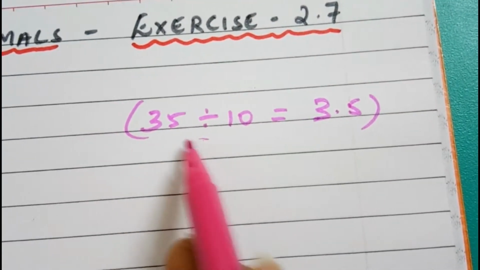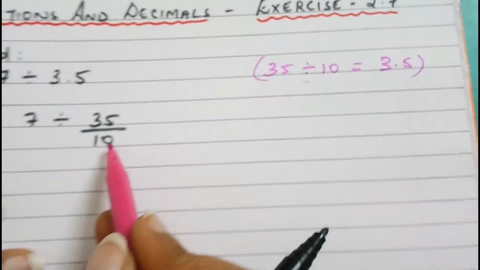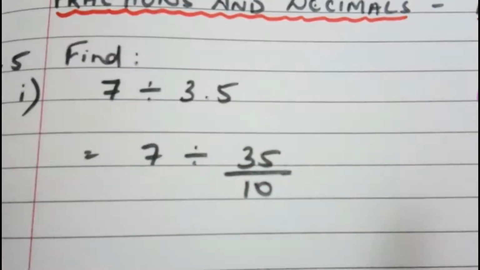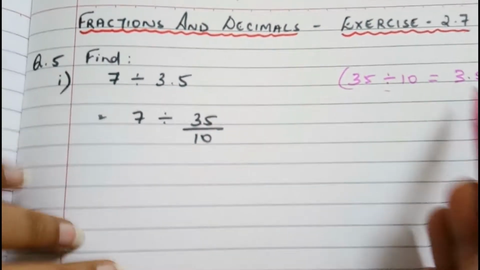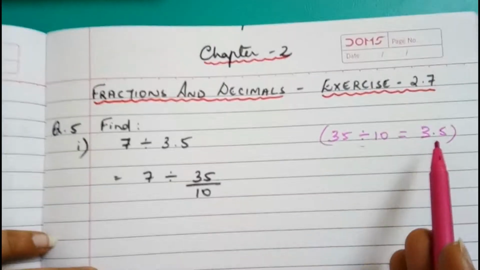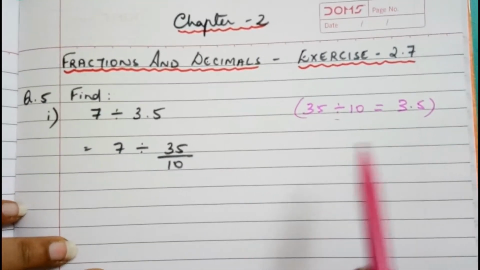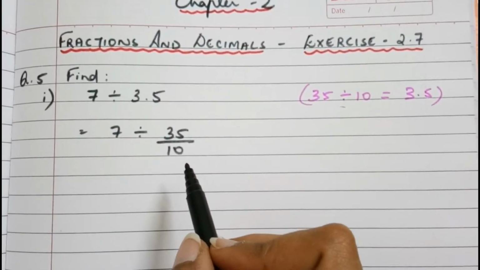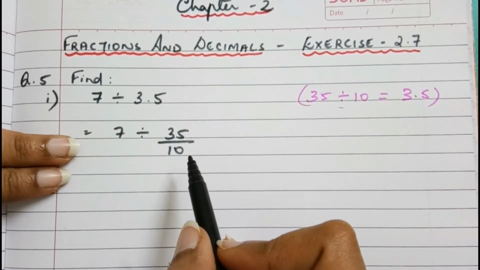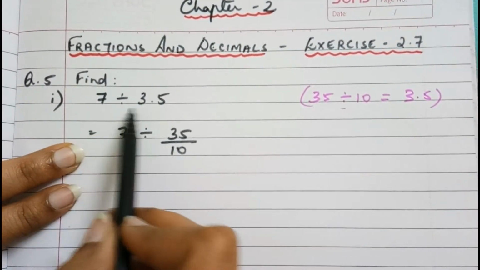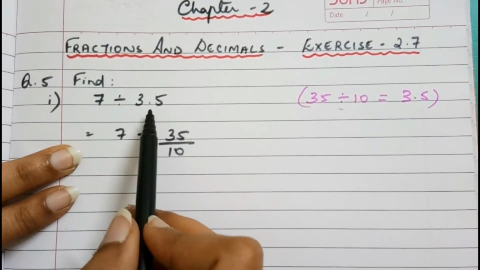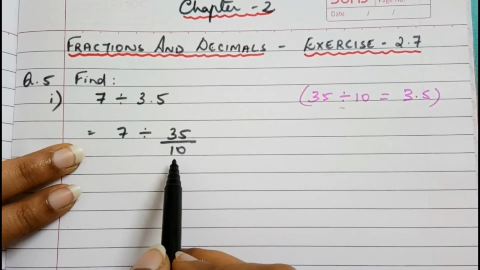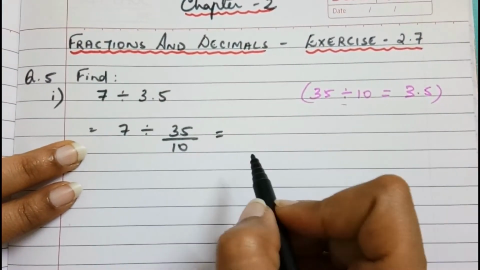So 35 by 10 can also be written as 3.5. This was just to show you how 3.5 can be written as 35 by 10. I hope this is understood, as it will make the calculation easier. That is the reason why it is important to understand this. Now 7 divided by 3.5 can also be written as 7 divided by 35 by 10. Now let's start the calculation.